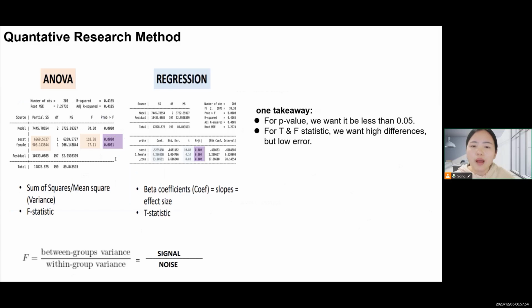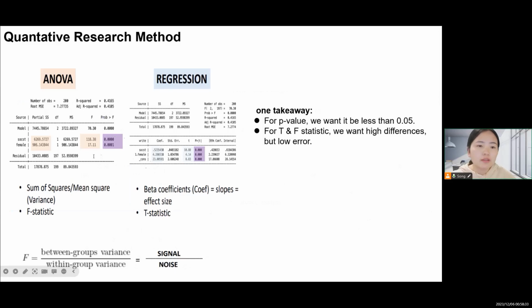I still remember: how can we ensure this finding did not appear by chance? The answer is using the p-value. Basically, we want it to be less than 0.05, which means we have the confidence to say this finding is something different. But how to get the p-value? There are two kinds of ways, ANOVA and regression test. The results in ANOVA and regression are shown in T and F statistics. Normally we say we want high differences but low error, just like shown in this picture.